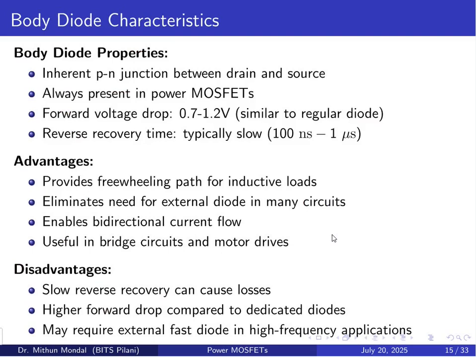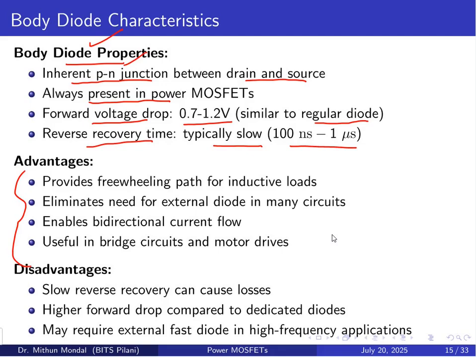Now the body diode characteristic. You have the body diode properties, which is an inherent PN junction forming between the drain and the source, and this is always present in the power MOSFET. Here you have the forward voltage drop, which is around 0.7 to 1.2 volt, similar to regular diodes, and there is a reverse recovery time, which is typically slow, in the range of 100 nanosecond to 1 microsecond. So these are the properties of the body diode.